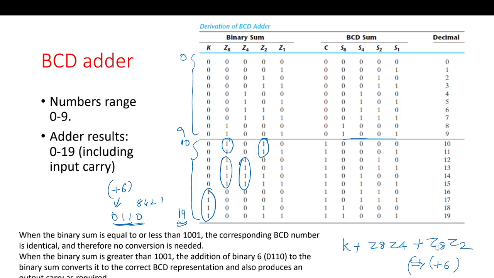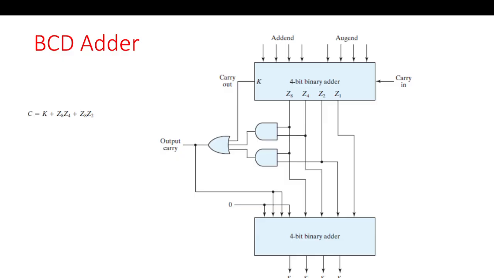Okay, so for this BCD correction, we will have an adder. Now we have to check whether K plus Z8 Z4 plus Z8 Z2 is 1. If this is 1, then we have to perform the 0 1 1 0 addition, that is 6.